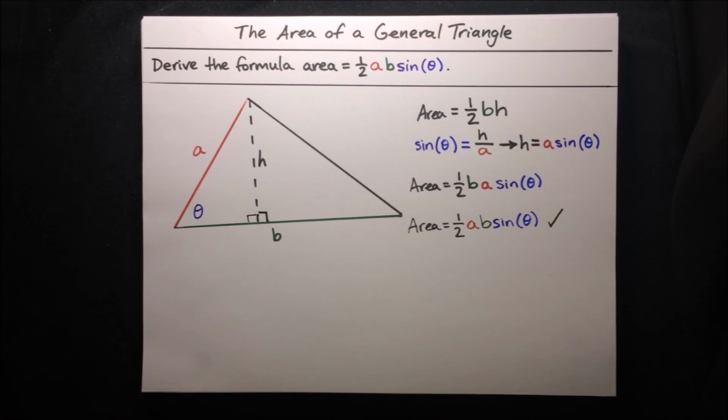So now we know how to find the area of a general triangle using our nice area formula, and we also know why that area formula works. And this will be very helpful to us in the future as we try to find areas of weirdly shaped triangles, and we try to derive area formulas for other shapes.